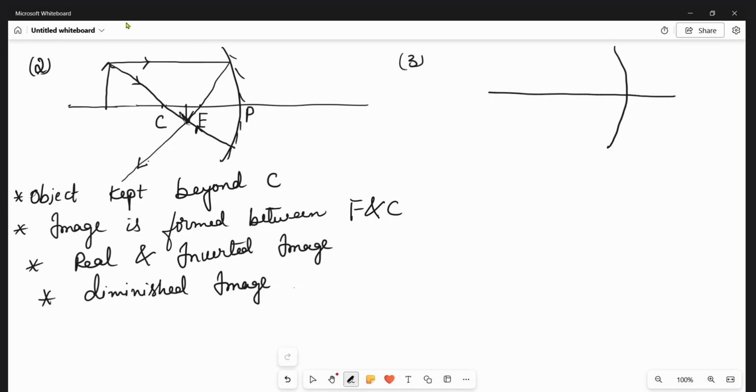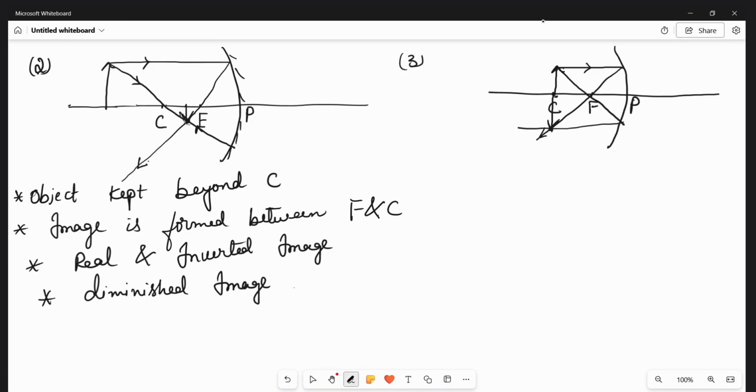Third one, object on C. We are keeping the object on C. So any ray parallel to the principal axis passes through the focus. Okay. Now any ray passing through the focus goes parallel to the principal axis. So these two rays from this point will meet here. So the image will be formed here.